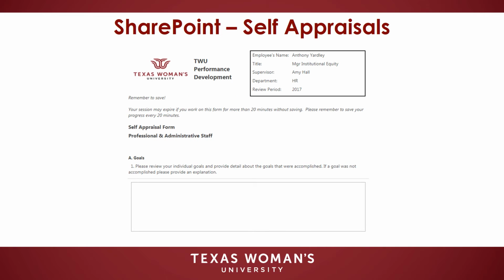Now let's review the actual self-appraisal. Let's assume the employee is entering the self-appraisal. They're going to click on the employee button and open up their self-appraisal. In the upper right-hand corner, you'll see the name, the title, the supervisor's name, the department, and the review period. This is a field that's going to automatically populate.